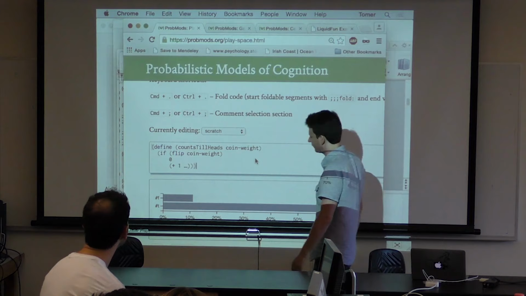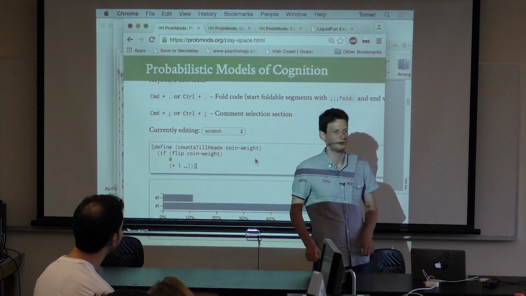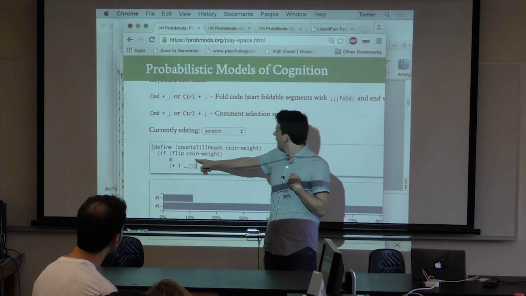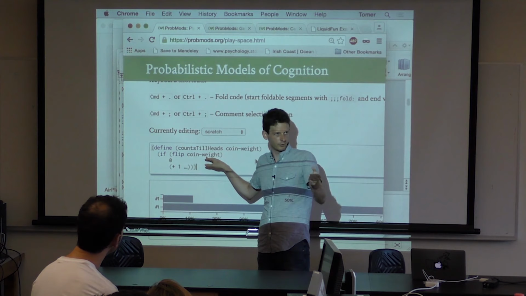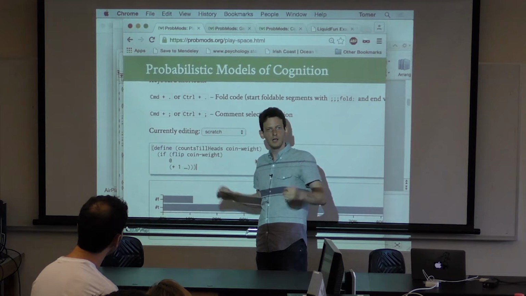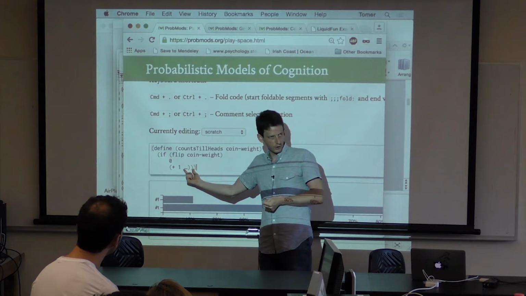The way I'm going to define it is that I'm going to call it times counts until heads. This is a procedure that's going to flip a coin with a particular weight. If it comes up true, if it comes up heads, then it's just going to stop. It's going to give you back zero. If it doesn't stop, if it comes back tails, it's going to tally that. It's going to write down somewhere, like one. And it's going to keep going. It's going to recurse somehow, call itself, and then keep going.